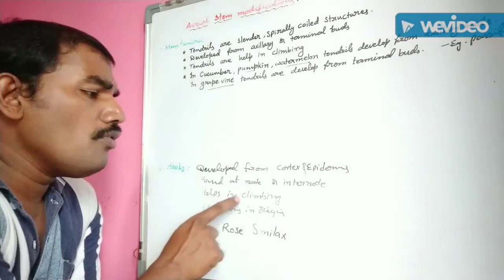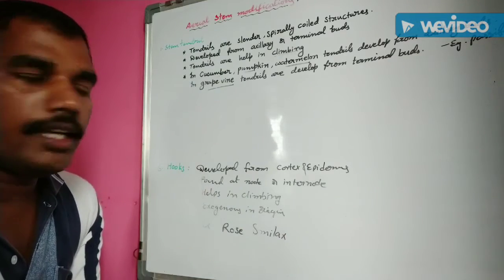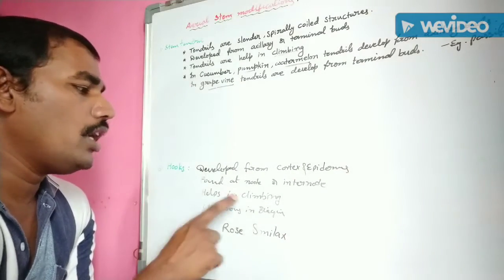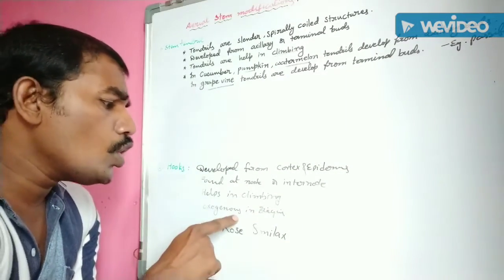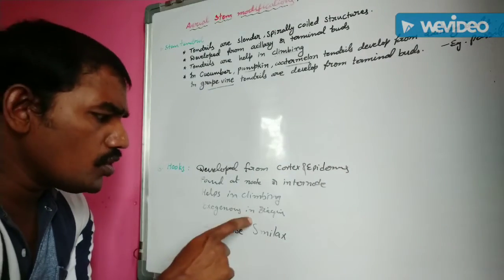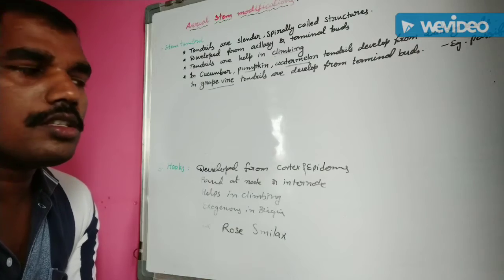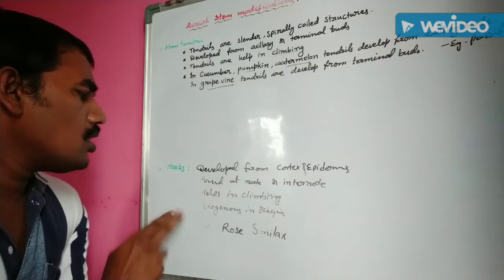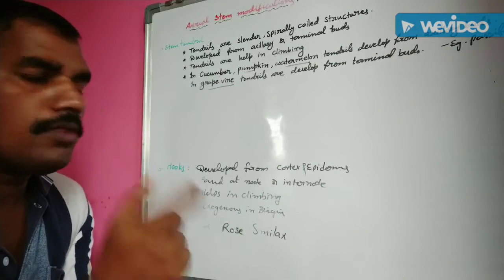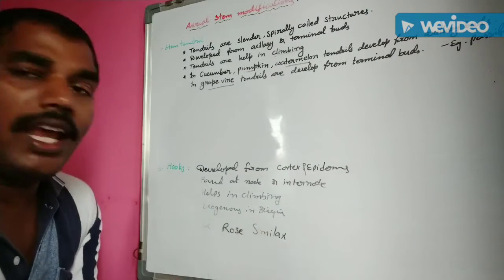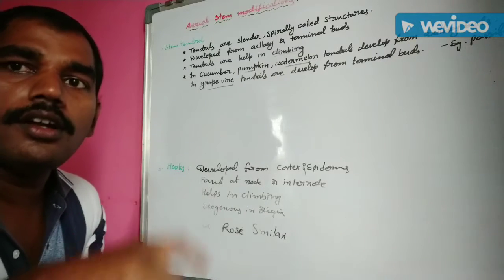Next one, they are helpful for climbing, like tendrils. Like tendrils, hooks are also helpful for climbing. The next one, hooks are of exogenous origin. The next one, the best example for hooks is the rose flower, containing some hook-like structures. Next one, Smilax zeylanica, Smilax species. These also consist of some hooks for climbing.